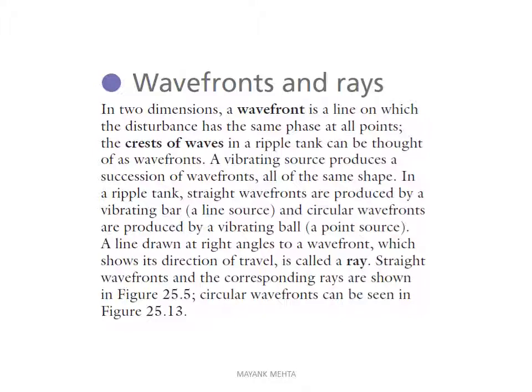Now a vibrating source produces a succession of wavefronts, all of the same shape, because in a ripple tank you can produce circular wavefronts too. In a ripple tank, straight wavefronts are produced by a vibrating bar and circular wavefronts are produced by a vibrating ball. So a line drawn at right angles to the wavefront, which shows its direction of travel, is called a ray. So here is the idea of wavefront and ray. There are two different terms but very important.